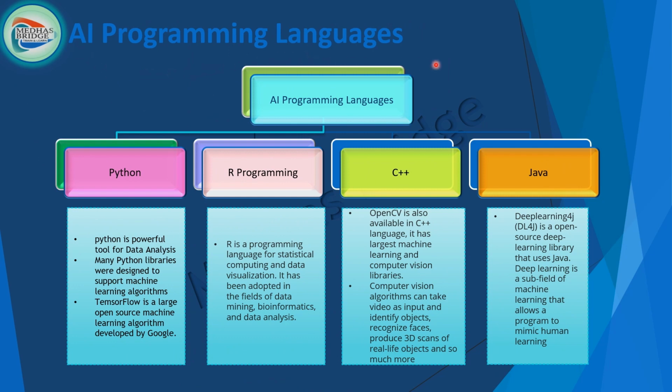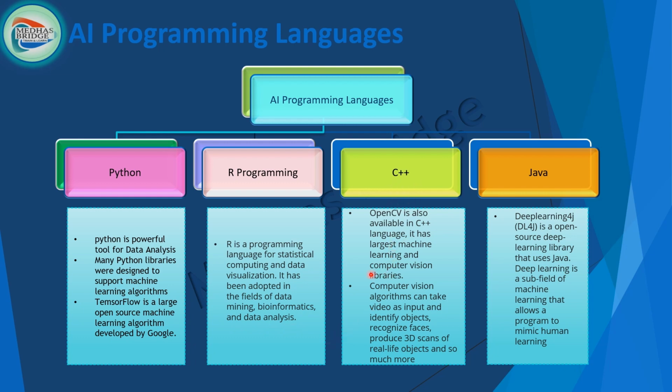AI programming languages. Programming languages like Python, R, C++, and Java are widely used in developing AI. Python is a powerful tool for data analysis. Many Python libraries were designed to support machine learning algorithms. TensorFlow is a large open source machine learning library developed by Google. R programming. R is a programming language for statistical computing and data visualization. It has been adopted in the fields of data mining, bioinformatics, and data analysis.